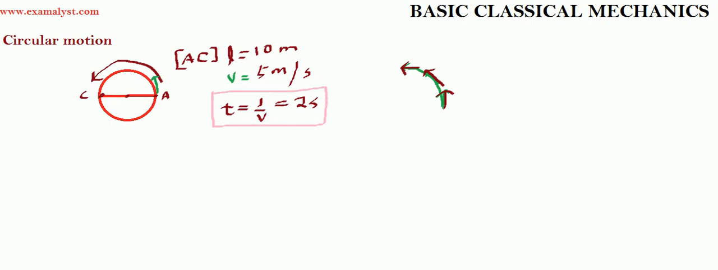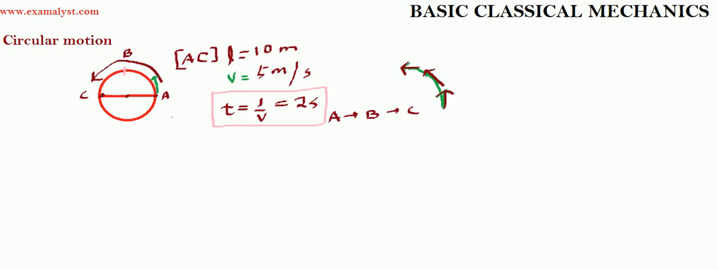So it is better if I write a B here. Why have I written B here? What I'm trying to say is that a person goes from A to C through point B at 5 meters per second, and he took a time of 2 seconds to cover from A to C through B. Agreed?